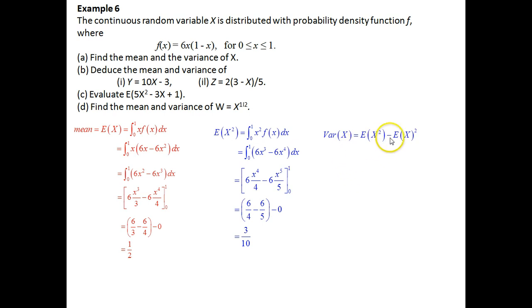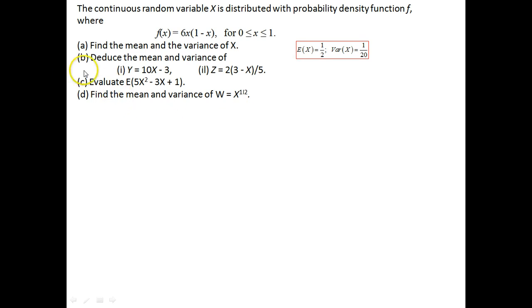Therefore the variance would be E of x squared minus E of x all squared. So I put my E of x squared in, and my E of x is a half, so square that, and I get 1/20 as the variance. So now part B, deduce the mean and the variance of this function. Now we did functions in the first video. So it's going to be that y now is 10x minus 3.